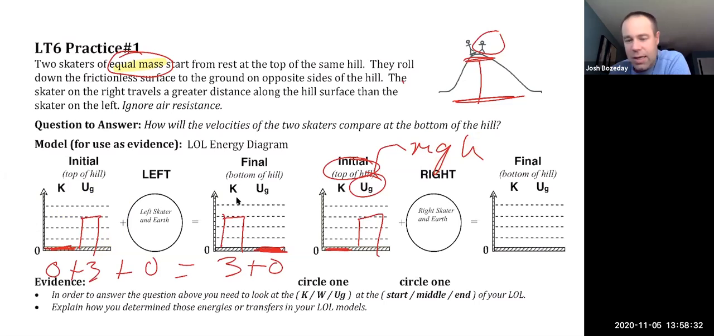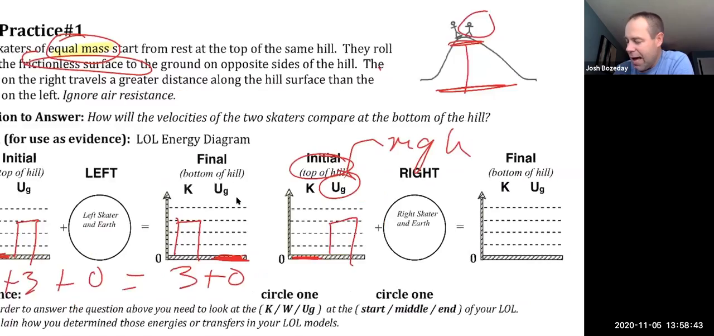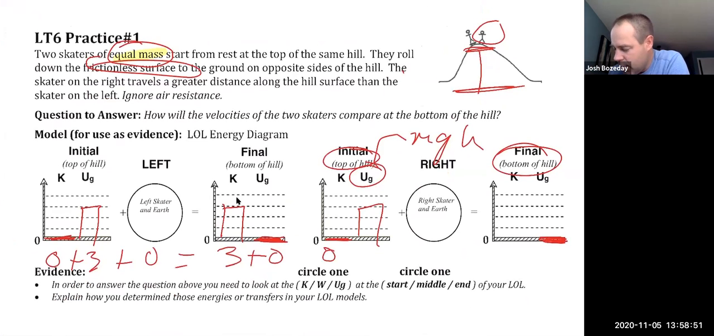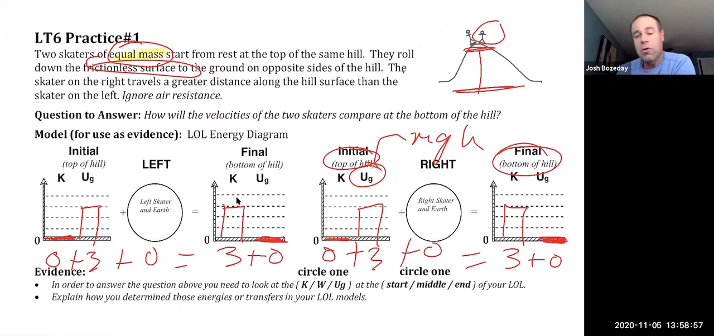Now, again, as they come down the hill, there's no friction. It's frictionless. And neither person is pushing off the ground. So there's no work. And then when we're at the bottom of the hill, our height is 0. So there's no UG. Because of conservation of energy, we've got 0 plus 3 plus 0 equals, this must also be 3. So it turns out they have the same LOLs.